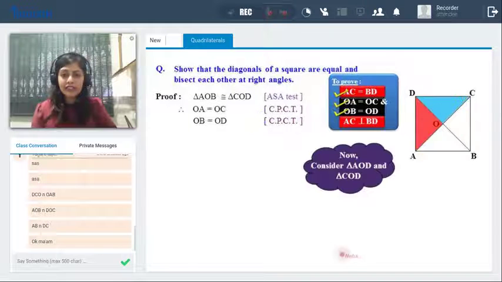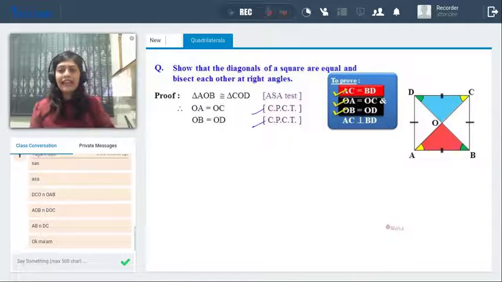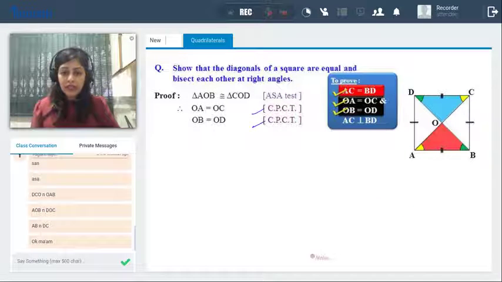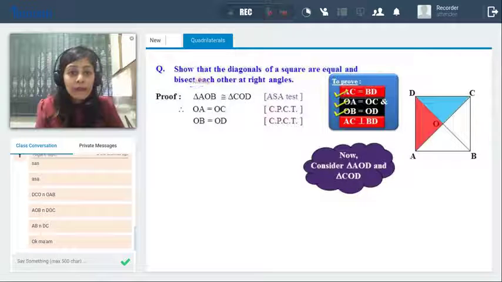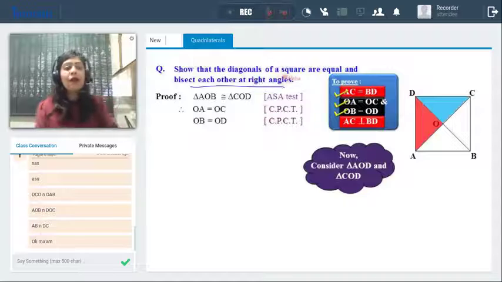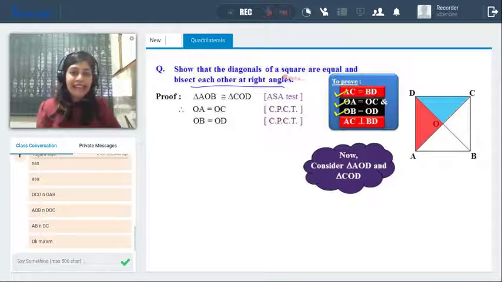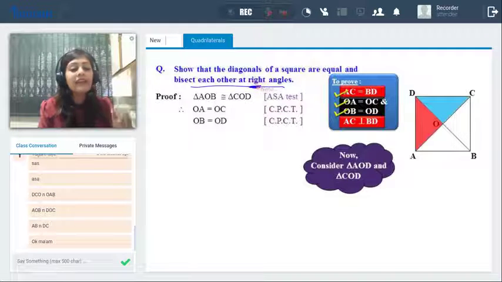Now students, pay attention. Let's look at this: AC perpendicular to BD. So what do we need? We need the two diagonals to intersect each other at right angles. And students, this property belongs specifically to which quadrilateral? Diagonals bisect each other at right angles. Apart from square, this property belongs to which other quadrilateral? There's just one more quadrilateral where the diagonals are perpendicular bisectors of each other.